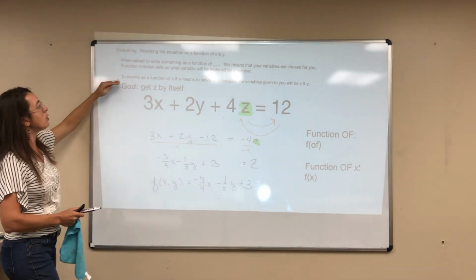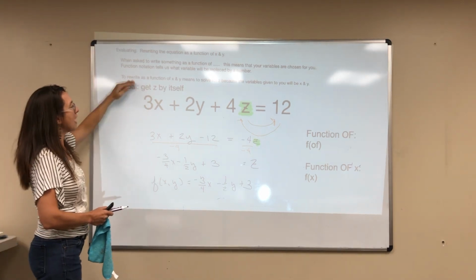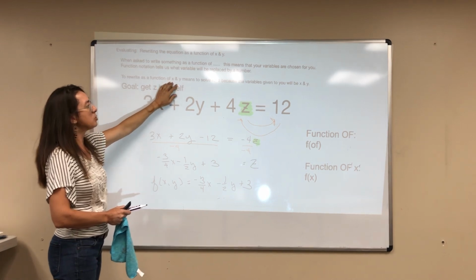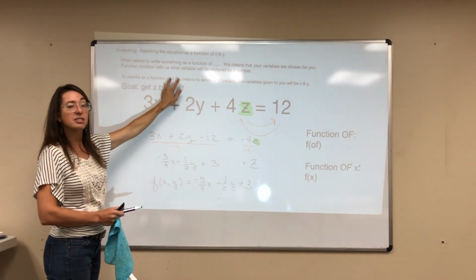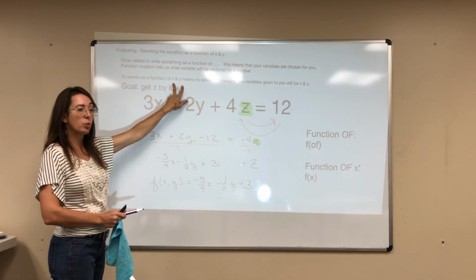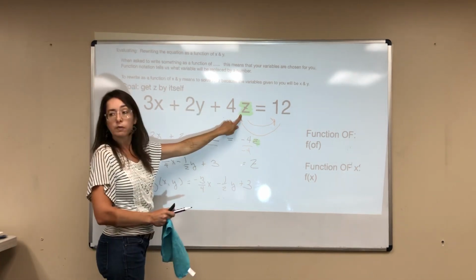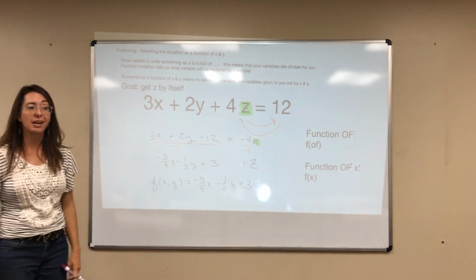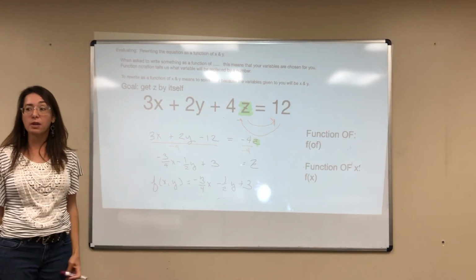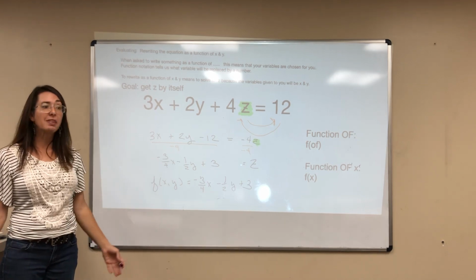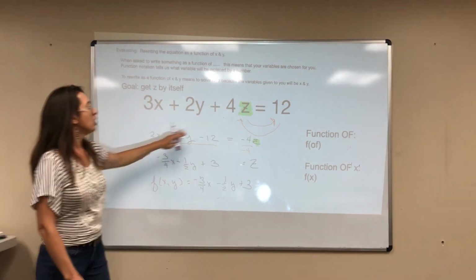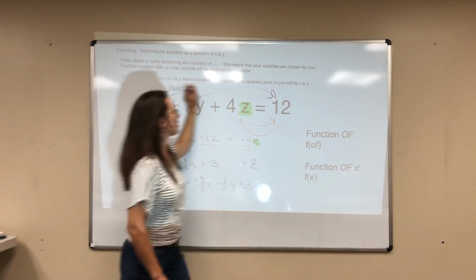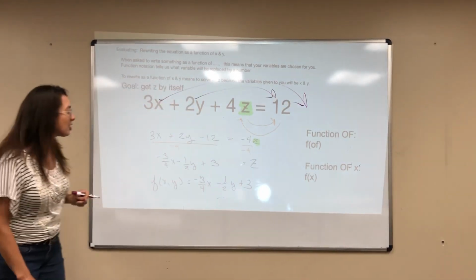So if we're rewriting this function as a function of x and y, that means we want to leave x and y in our equation. So we're going to solve for z. Okay? So same rules that we've always had. Z wants to go to the movies by himself. Who are we going to get rid of? Everyone that's not around him. Right? So we want him by himself, so we need to move y over. We need to move x over. And then divide by 4.